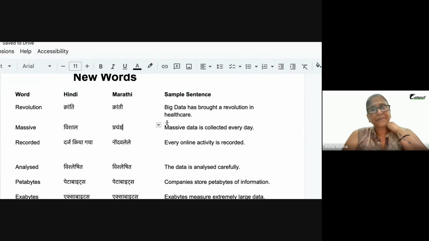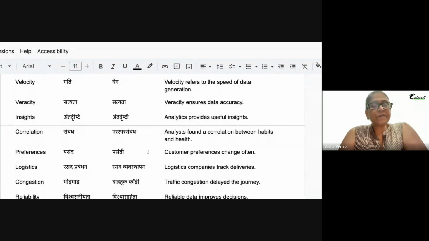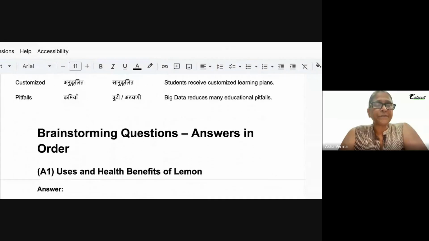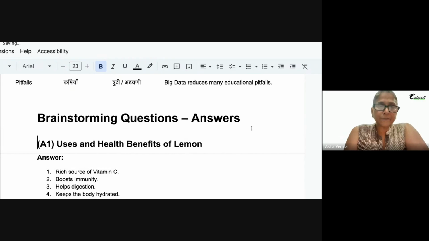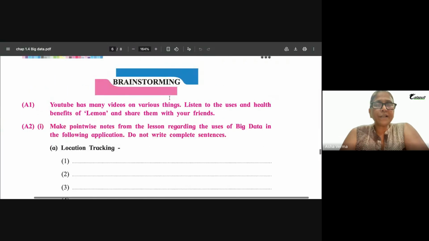This sample sentence will help you understand this word better. This word is also in your chapter. So this is a list of new words in this chapter. And then this is your brainstorming question answers. So if you see, here are your brainstorming questions. And the resource that I'm going to share with you is also going to have the answers to these questions. All right?